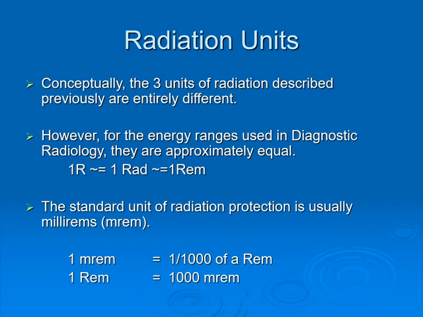Conceptually, the 3 units of radiation described are entirely different. However, for the energy ranges used in diagnostic radiology, they are approximately equal. 1 roentgen equals 1 rad equals 1 rem. The standard unit of radiation protection is the millirem. 1 millirem is 1/1000th of a rem. 1 rem is 1000 millirem.